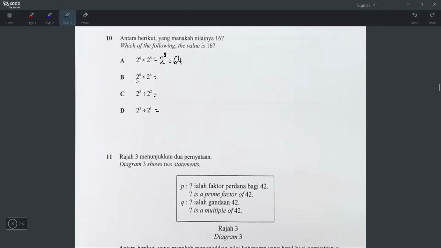Next one, 2 power 0 times 2 power 4, that's going to be 2 power 0 plus 4, because same base multiplied, the powers need to be added. And then 2 power 4 is 16. So B is the answer. Because they want 16, right?